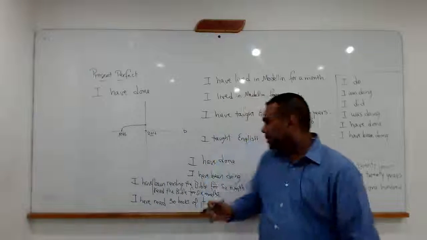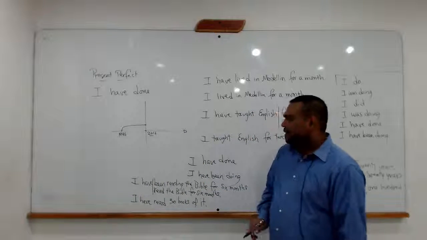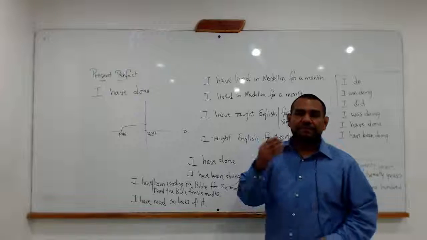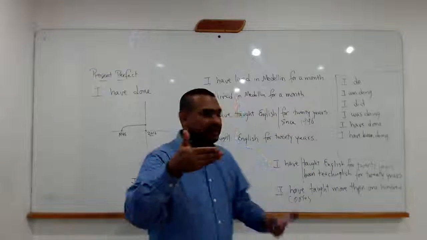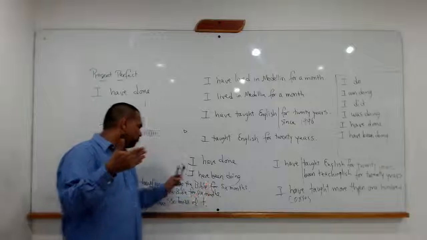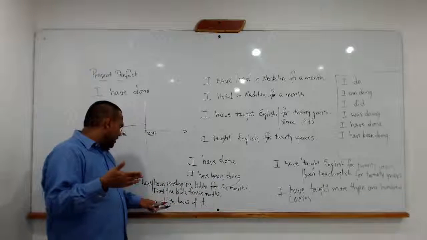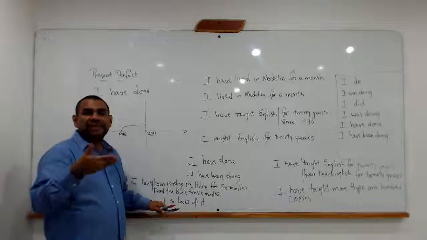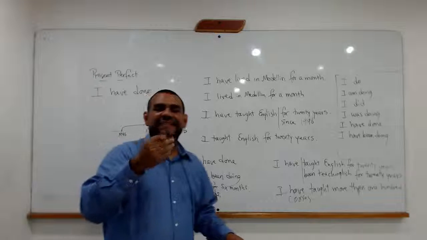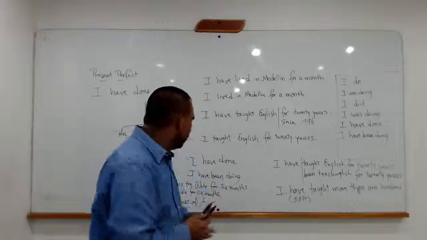Clear? So this is for you to take it into account. One more time, present perfect is going to be for you to refer to the amount of things or sometimes the amount of time. And present perfect continuous will refer to the amount of time you have been doing an action for.